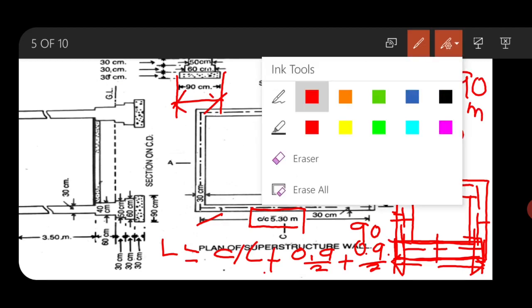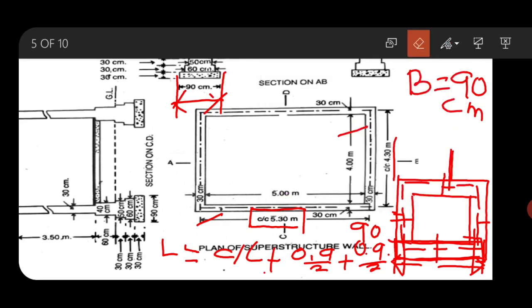Then what is the depth? So depth will be taken out from the sectional elevation. You can see here the depth of the cement concrete work is 30 centimeter. This is the depth of the cement concrete work. So this one is 30 centimeter. Okay.